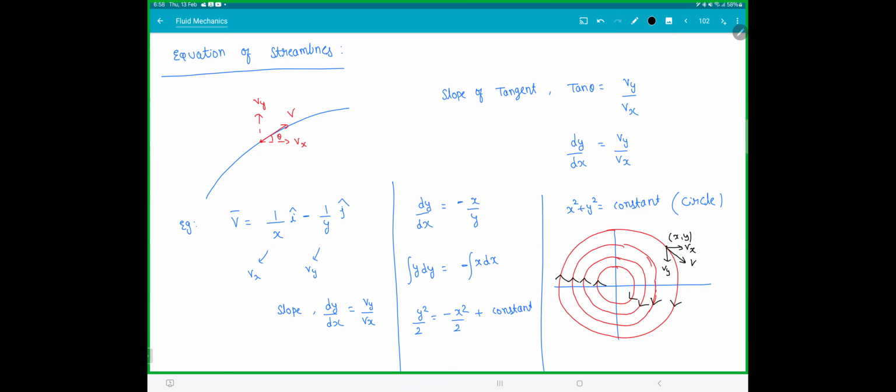Is this clear, everyone? You can try that in the third quadrant also. In the third quadrant, x coordinate is negative, y coordinate is also negative. You will find i cap is negative, Vx is this way, and Vy is upward. Is that making sense? So that is how you can decide whether the liquid is flowing clockwise or anti-clockwise. This is how you can find the equation of the streamlines. Clear?